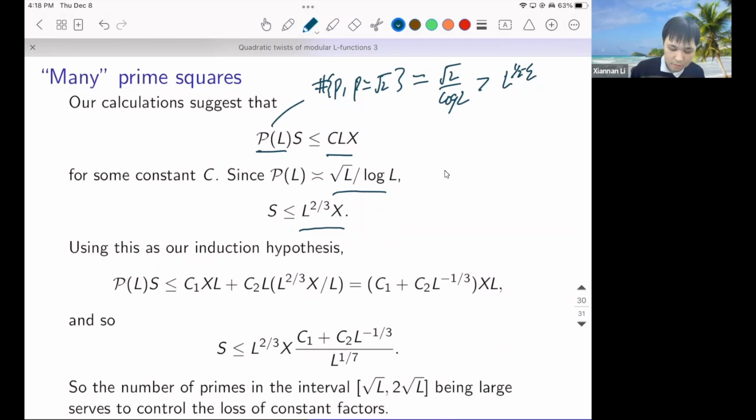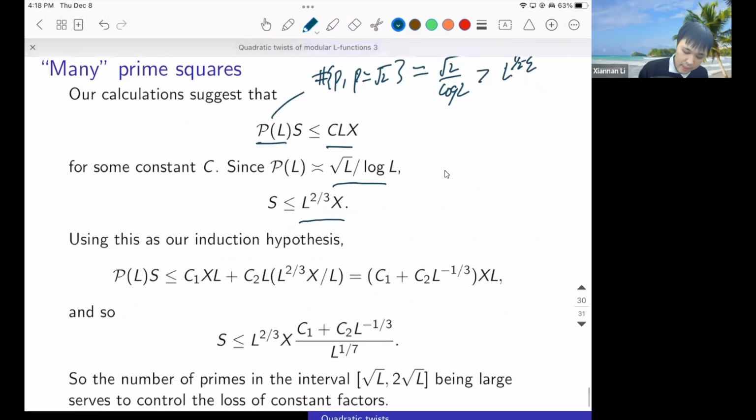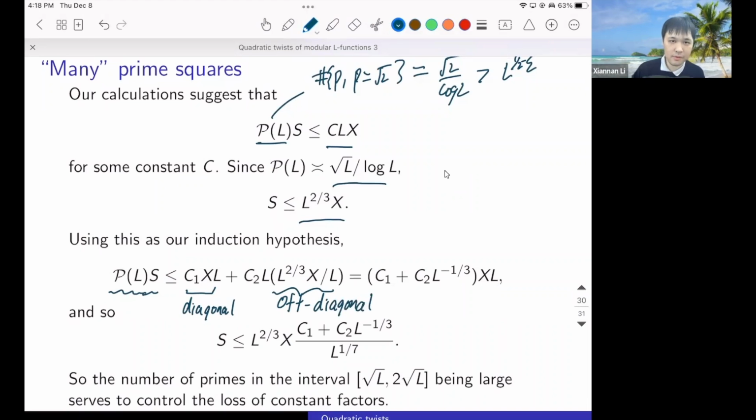If we use this as our induction hypothesis, what would happen? So we would get that, again, these many copies of S is bounded by this diagonal contribution of size X times L, and then this is the off-diagonal contribution. And what's happened is that we transformed the off-diagonal contribution into something that looks like the thing we started with, except with shorter sums. And then we applied the induction hypothesis. So there was also an induction hypothesis here.